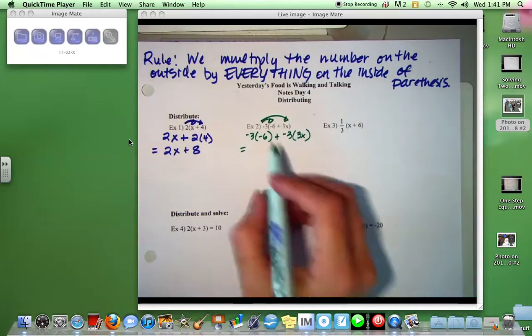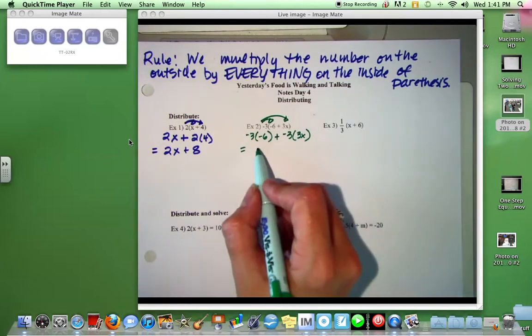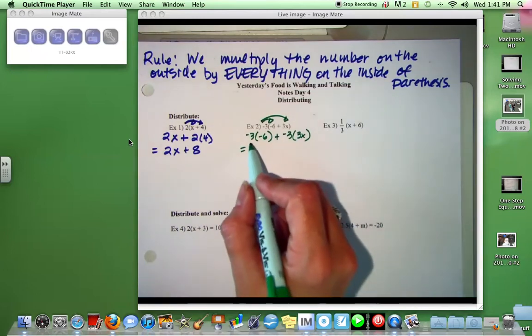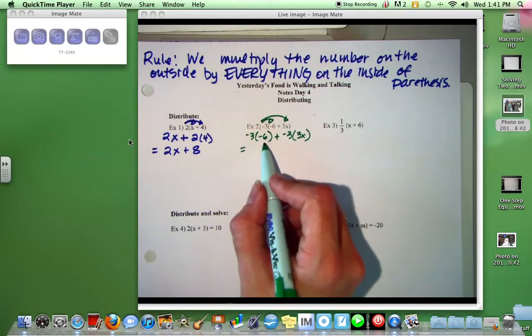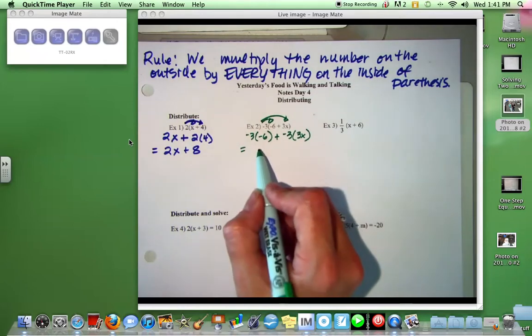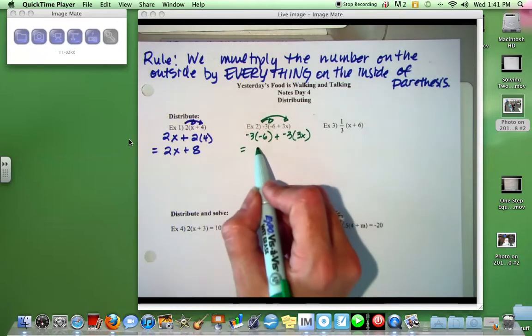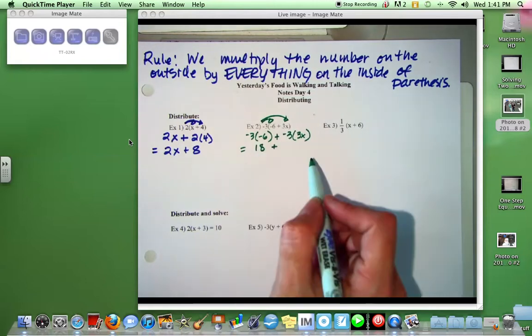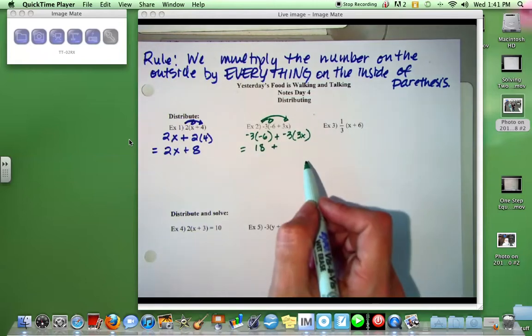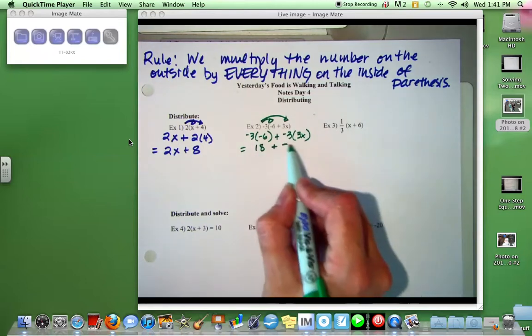Negative 3 times negative 6. So it'd be negative 18 plus negative 3 times 3, negative 9x?